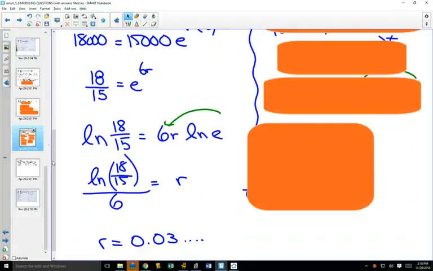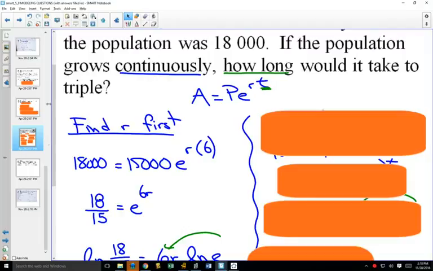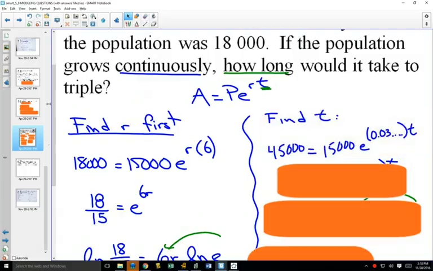Once you have your R value, we can say, well, what were we originally trying to solve? We're originally trying to solve for t. We didn't solve for t right away because we didn't know R. Now that we found our R value, now we can find our t value. Now the biggest question that students have at this point is, well, I want it to triple, but should I use the 15,000 or should I use the 18,000? And the truth is it won't matter.